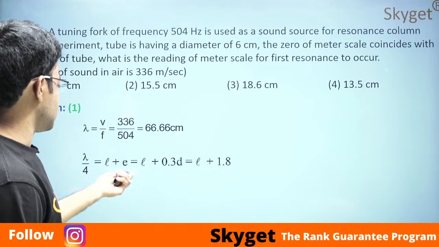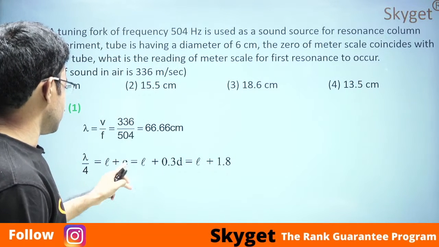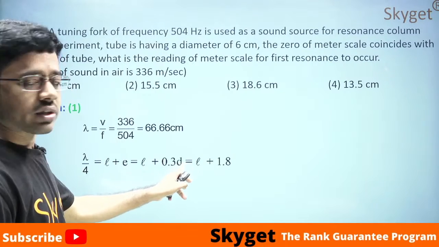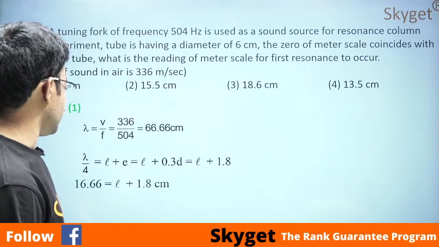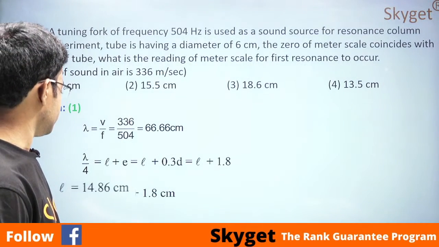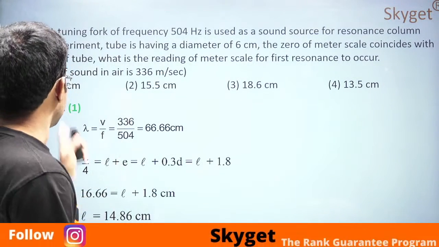And we have substituted in this lambda by 4 is equal to L plus E, where E is equal to 0.3 times the diameter, that we got as 1.8. So finally we will get the value of L to be 14.86 centimeters, that is option 1.